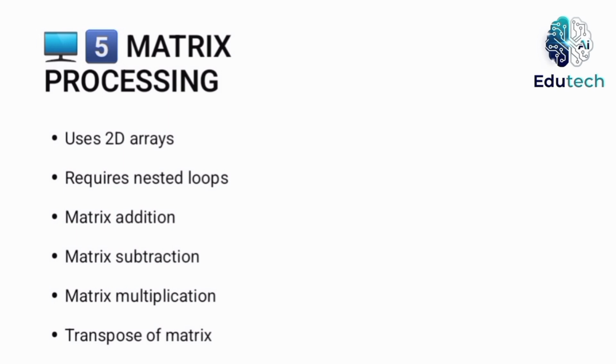Matrix multiplication involves multiplying rows of the first matrix with columns of the second matrix. These programs help students understand nested loops and multidimensional arrays effectively. Matrix operations are widely used in engineering, graphics, and scientific computations.